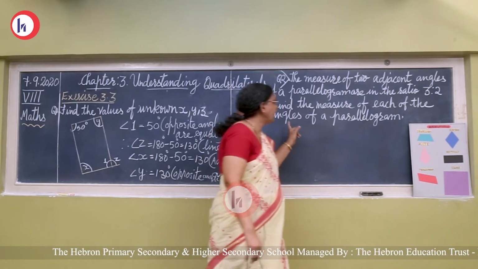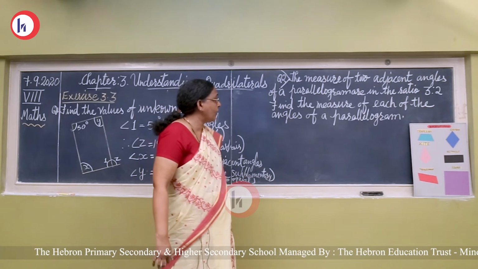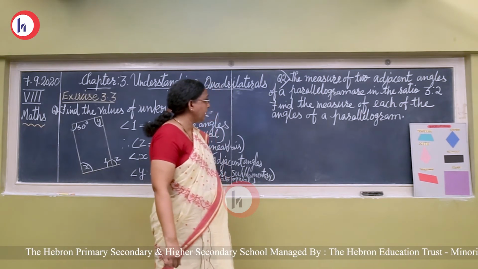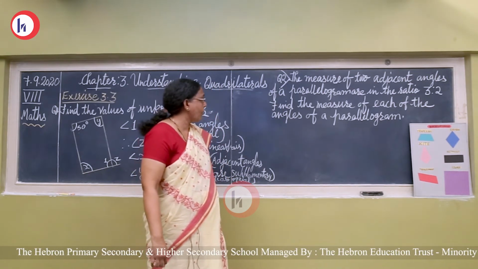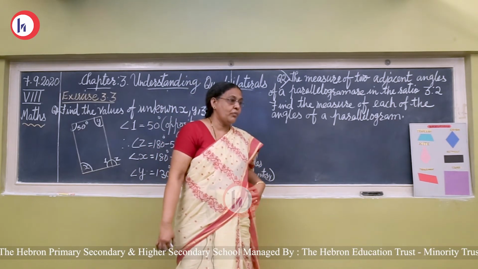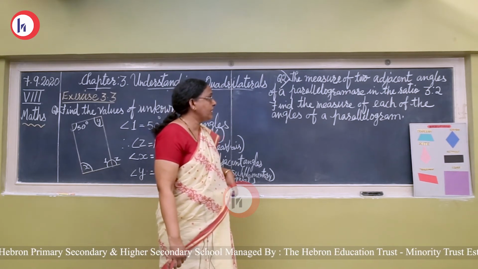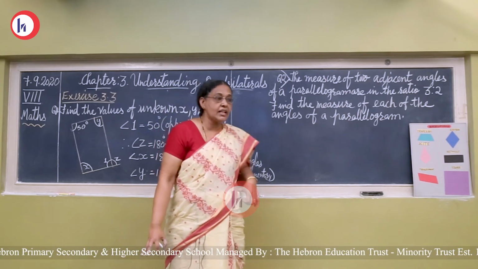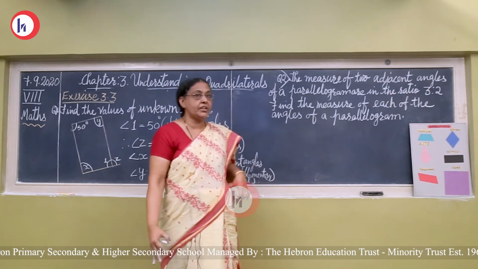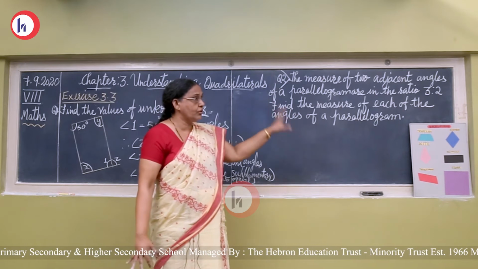Read it very carefully so that you will easily get it. The measure of two adjacent angles of a parallelogram is in the ratio 3:2. Find the measure of each of the angles of the parallelogram. Here one important word is given, that is adjacent angles. Adjacent angles are supplementary, their sum is always 180 degrees. The ratio given is 3:2.